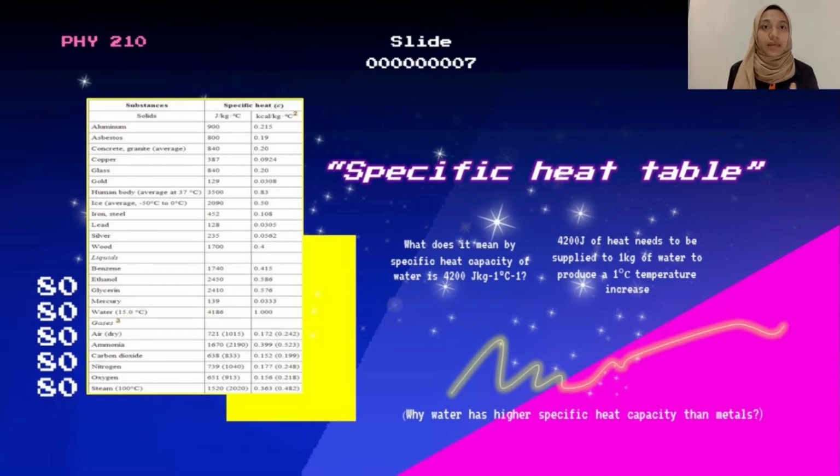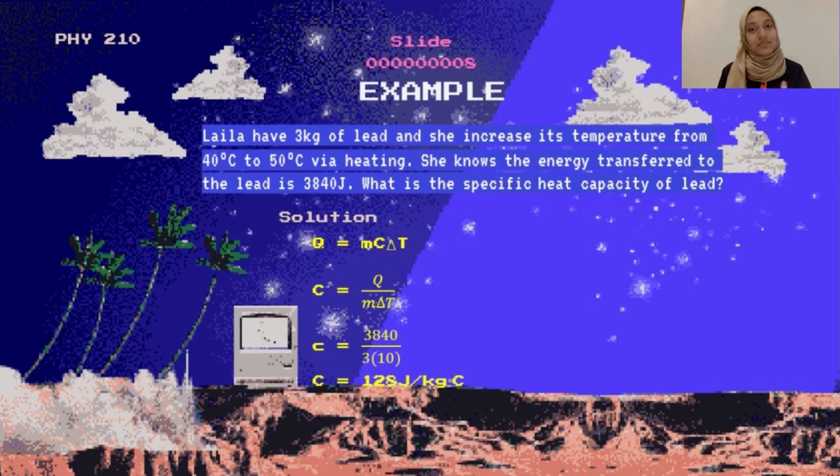Some of you must be curious why water has a higher specific heat capacity than the metals. The answer is, metals are good conductors, whereas water molecules are strongly bonded by hydrogen bonds. Thus, more energy will be needed to heat the water up than metal. This is why water has a higher specific heat capacity than the metals. Please remember that the higher the specific heat capacity of an object, the more energy will be needed to heat it up. Now, let's take a look at the example.